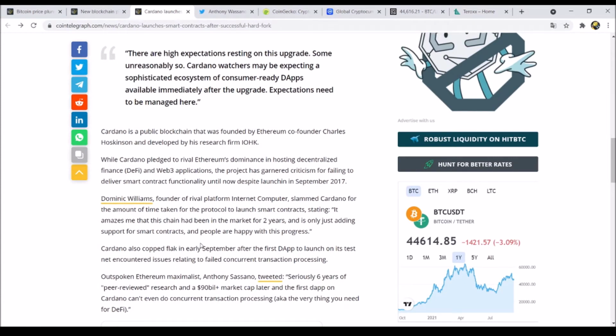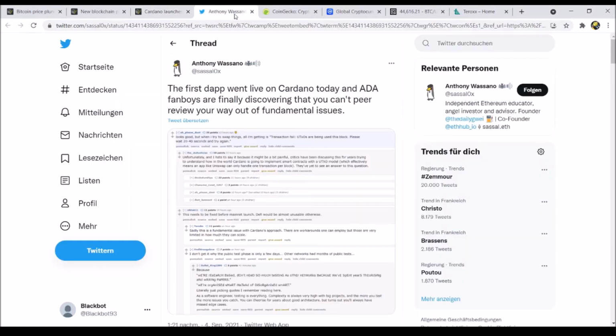Now there is, like with Ethereum, a possibility due to dApps and things like this, and it needs to be seen in the future how this will have an impact on the Cardano price. But what is visible now is that Cardano fanboys, as Anthony Vassano said, are now finally discovering what is possible and what is not. So quite interesting to see what will happen here, but a next step for Cardano for sure.